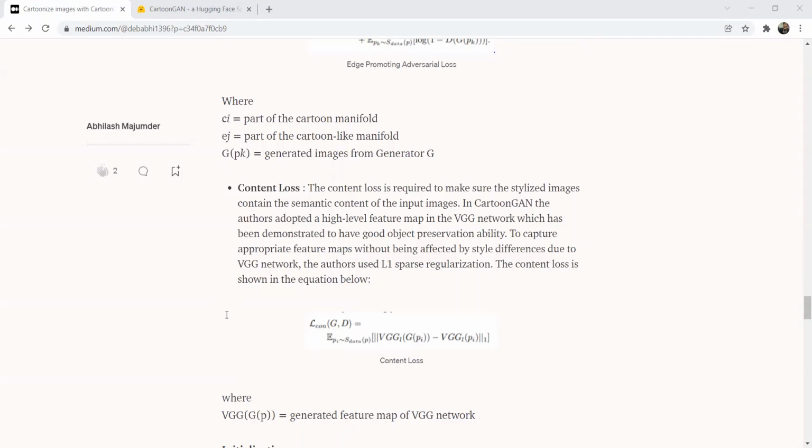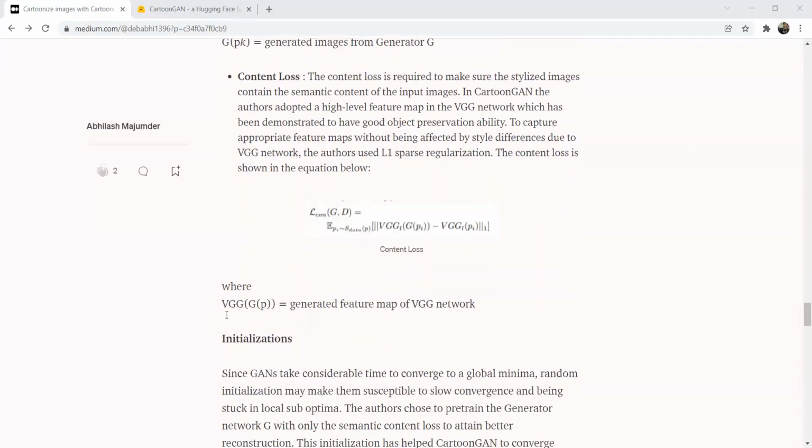L content of G, D is the expectation of p_i, which belongs to the generator, VGG of G of P minus VGG of P_i, where VGG of G of P denotes the generated feature map of the VGG network.